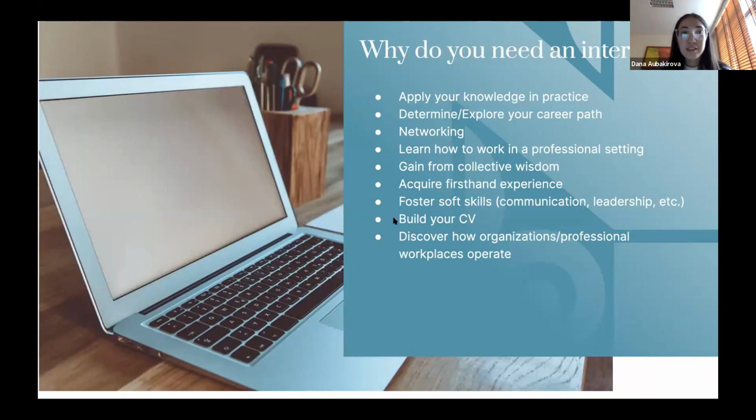Also, obviously, it is a really good line in your CV, which will make you competitive in the job market after graduation or during the undergraduate studies. And also it will help you discover how organizations and professional workplaces operate.